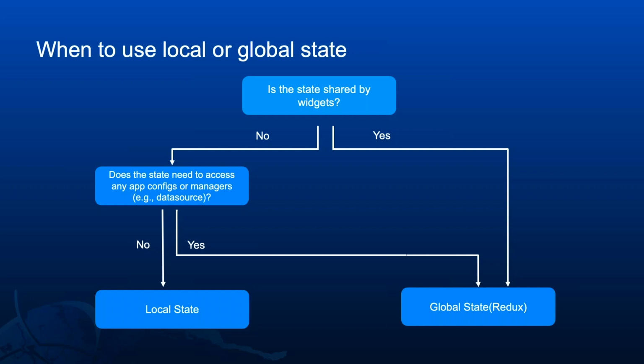And if the answer is no to that question, that it doesn't need to be shared, well, the next question is, does the state need to access any configs or any data source managers? Like, do we need to access a message manager, or maybe you need to get the app state such as the client ID? If the answer is yes, then use global state for that piece of state. And if not, use local state. But as you get more familiar, if you're beginning your journey on React, you're probably going to use a combination of both, and particularly in Experience Builder if you need to.